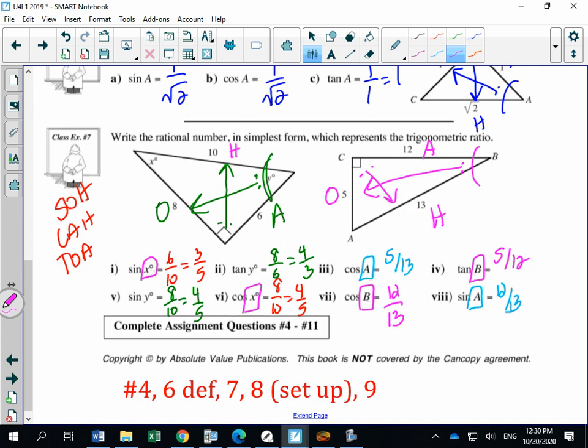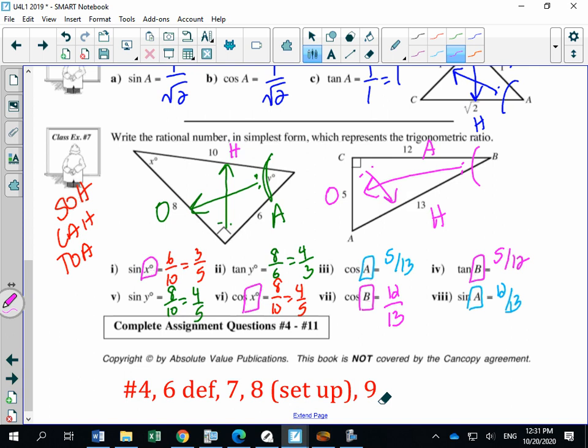So that's your first lesson in trig. Can you guys label a triangle? Can you apply SOHCAHTOA and write each trig ratio, so sine, cosine, and tangent, according to the ratios? Okay, let's get your homework circled, and I'm going to set up a couple with you.